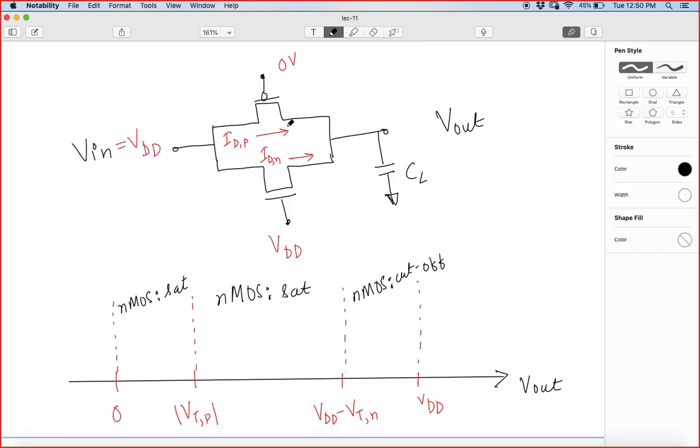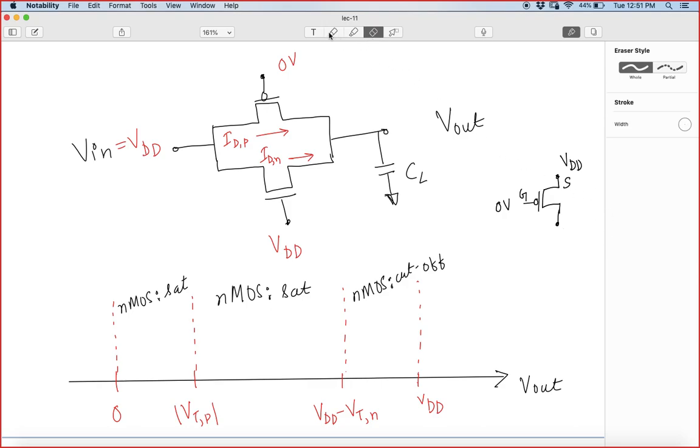Now in case of the PMOS, let's try to understand. Again, the gate is connected to 0 volt, and one of the nodes is connected to VDD. It's as if its drain voltage is changing. We can term this as the source, this as the gate, and this as the drain, because we know that the source is always at higher potential in case of the PMOS. Now if we see this drain voltage, initially it was at 0 volt.